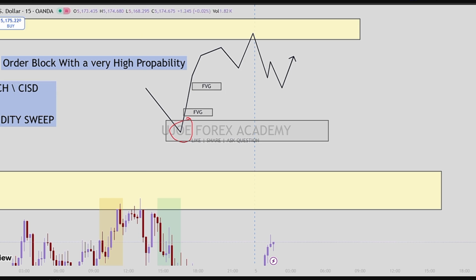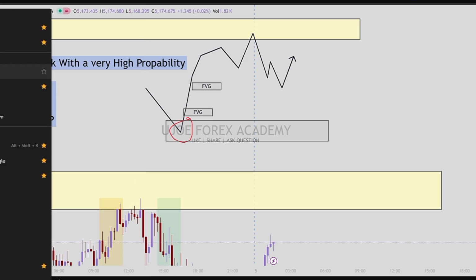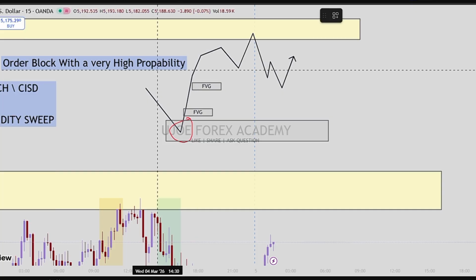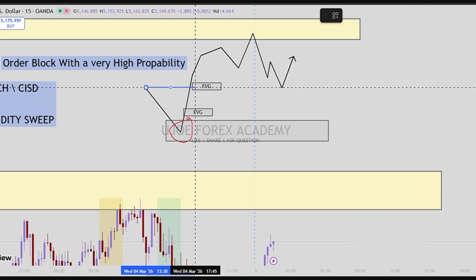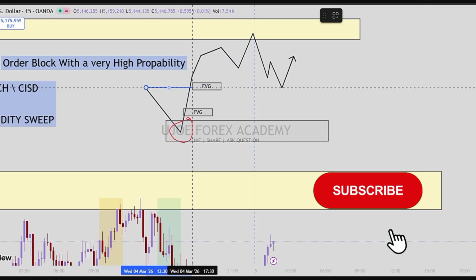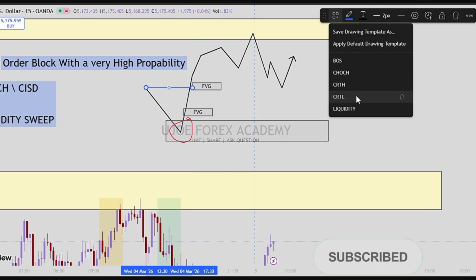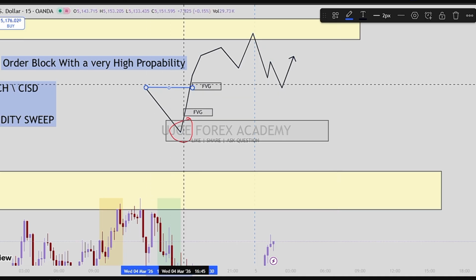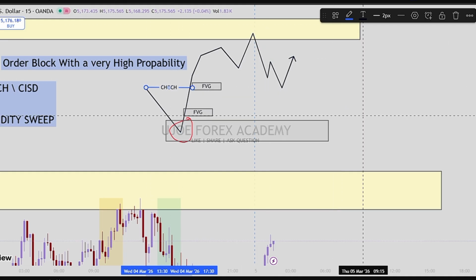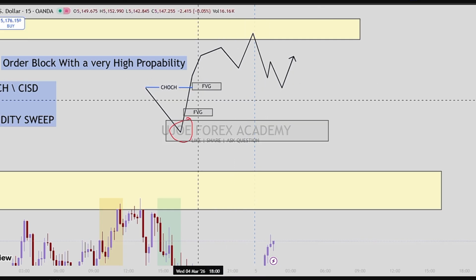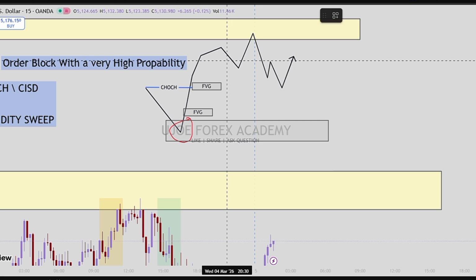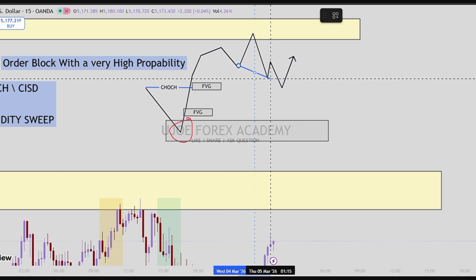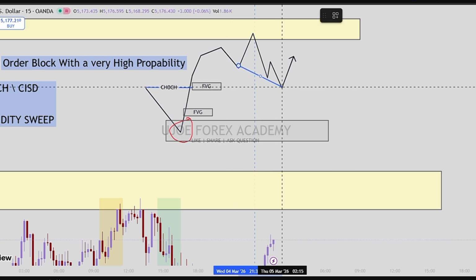And this now will become your breakout structure, because this now in turn would be your change in state of delivery. So this will now be our change of character. That's what we're looking at. It's going to be our change of character. And then once it's our change of character, remember these are going to be our liquidity pool, our liquidity sweep. So from this zone, from here down to this point, is going to be our liquidity.